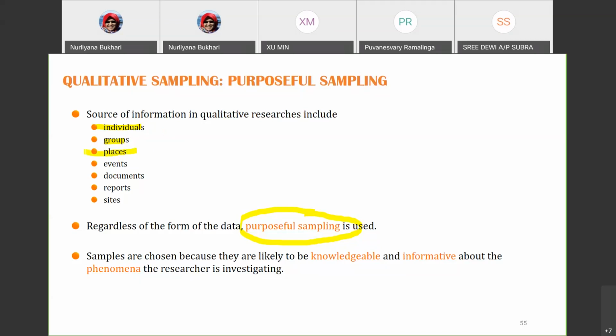So you choose places, usually biomarine, maybe events, documents. That's why artifacts are documents, reports. Those are qualitative. Regardless of the form of the data, purposeful sampling is used, because they are knowledgeable about things, or they are informative, so they can give perspectives. Qualitative at the end is about the socially constructive paradigm, or the pragmatic paradigm, or the critical paradigm, the ones that we remember from a long time ago. Their perspectives matter, and that's why they are selected, and that's why you choose qualitative sampling or qualitative design.